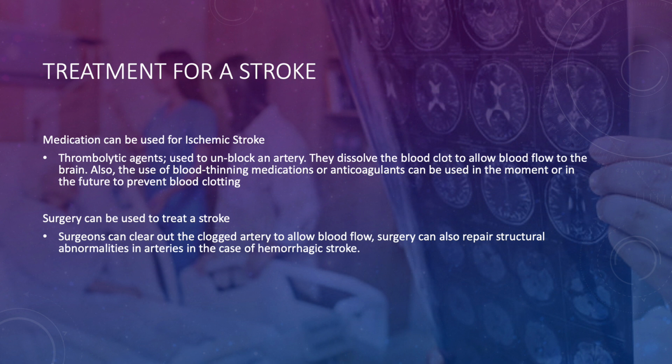When it comes to treatments for stroke, they vary on the type of stroke you have. For ischemic strokes, we can use medications like thrombolytic agents, which are used to unblock an artery. Thrombolytic agents work by dissolving the blood clots to allow blood flow back to the brain normally. Also, blood thinning medications and anticoagulants can be used in the moment or in the future to prevent such clotting of the blood.